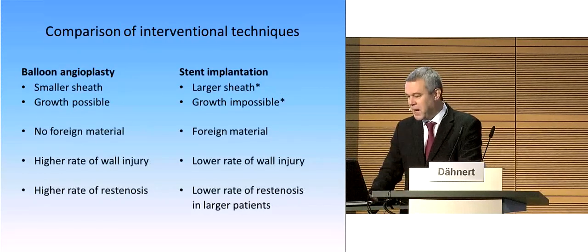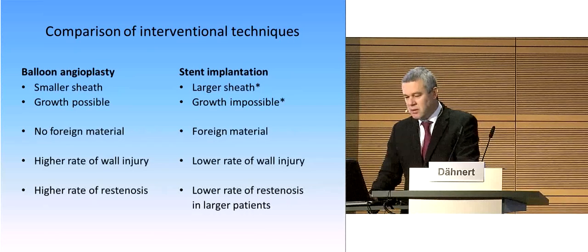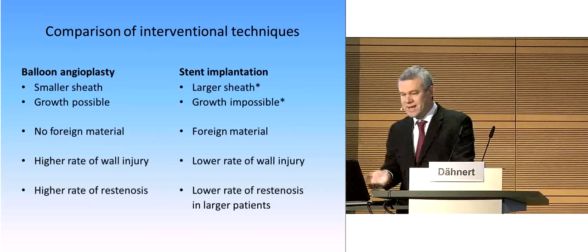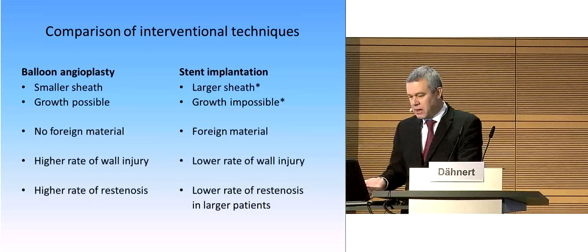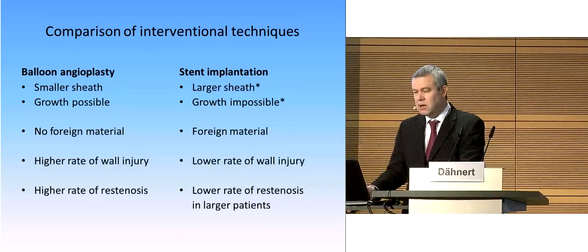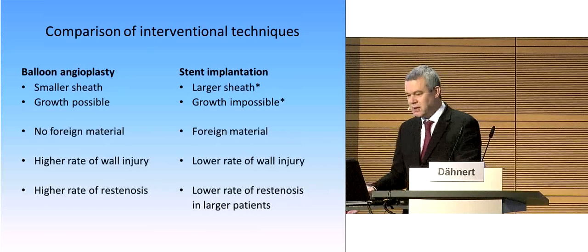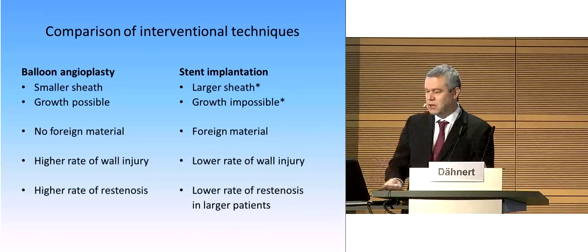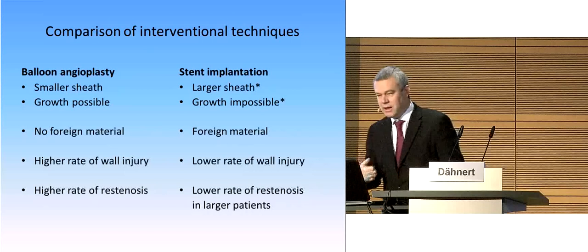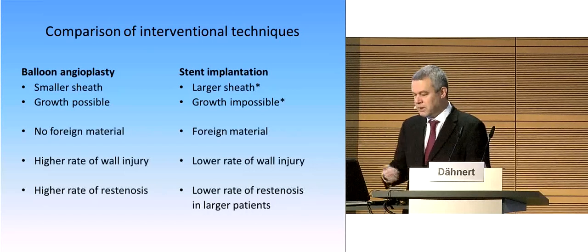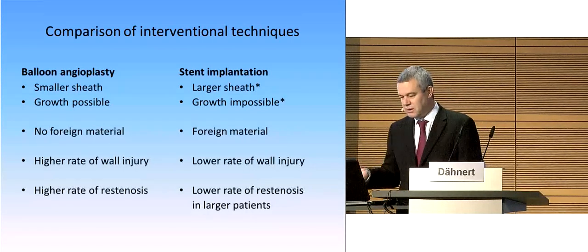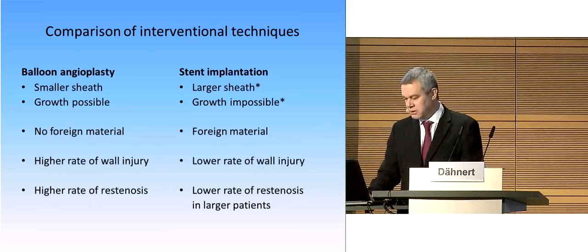dilation. If you compare interventional techniques, balloon angioplasty needs smaller sheaths, and growth of the vessel after that is possible, and you have no foreign material. You have a higher rate of wall injury and a higher rate of restenosis. Stent implantation requires larger sheaths, and the stent itself cannot grow, but you can repeat dilation and make the stent grow that way, but it needs a repeat intervention.